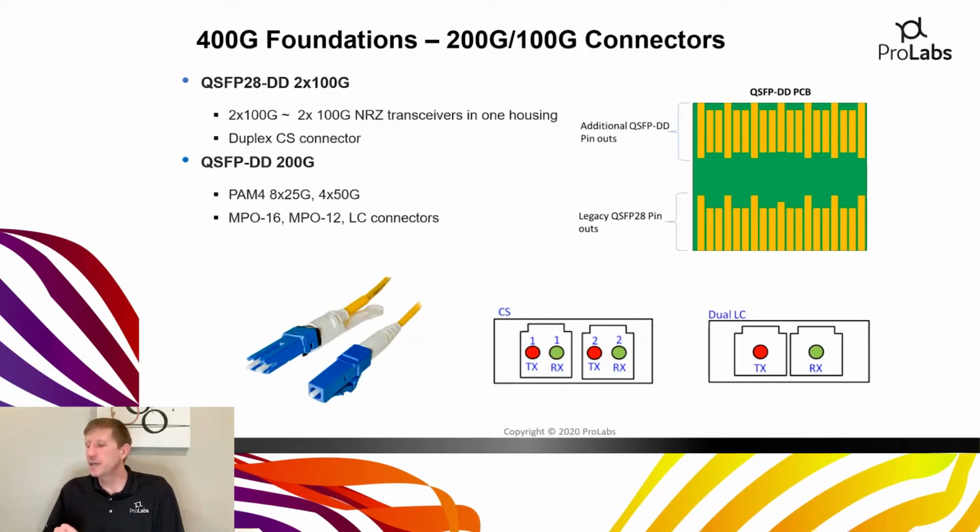The QSFP-DD 200 gig, now these are evolving standards. They use PAM4 and 8x25 gig, 4x50 gig. There are a number of different thoughts out there right now on how this is going to shake out. I think over the next year, we're going to see many more 200 gig transceivers on the market. These are going to be in various PAM4 varieties, but again, still very much developing as of today.